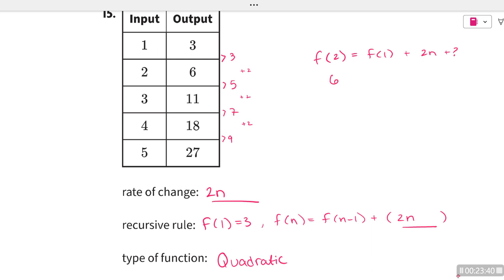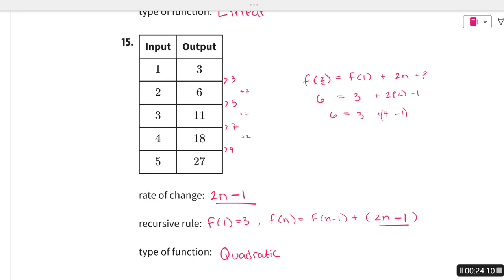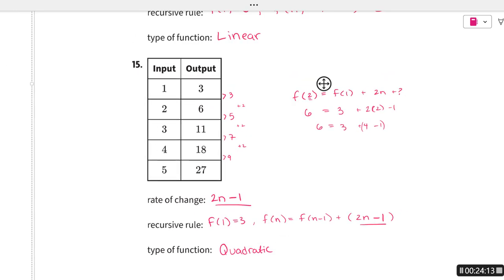Well, we know that f of 2 is 6, and f of 1 is 3. So 2 times 2, because that's what our n value is, would give me a value of 3 plus 4, which is 7. 7 does not equal 6, so it means I actually have to subtract 1 to get this to be 3 plus 3, which equals 6. So my rate of change is 2n minus 1. So I want to include that minus 1 after. And that one is all set. We checked it. Let's move on.